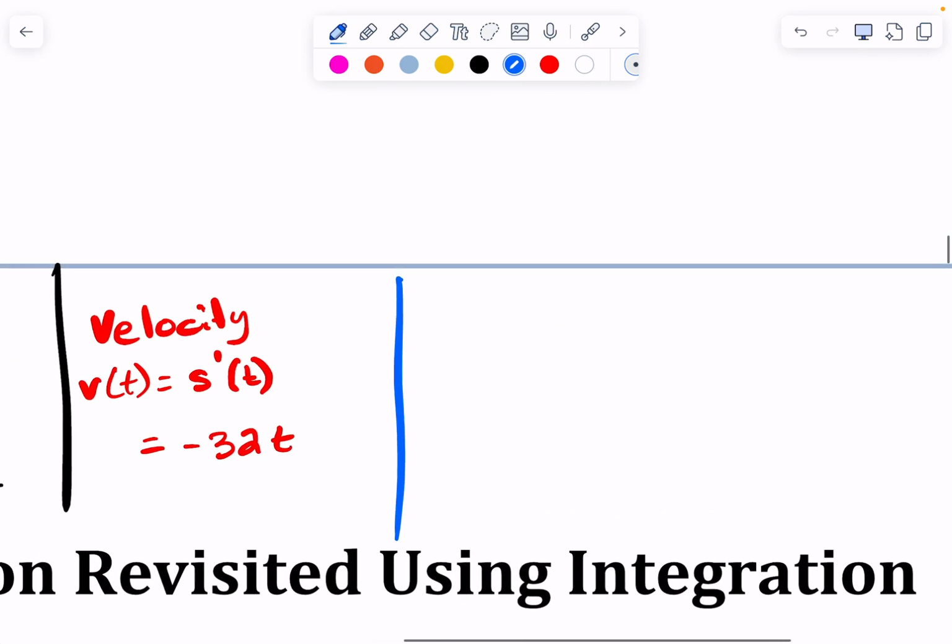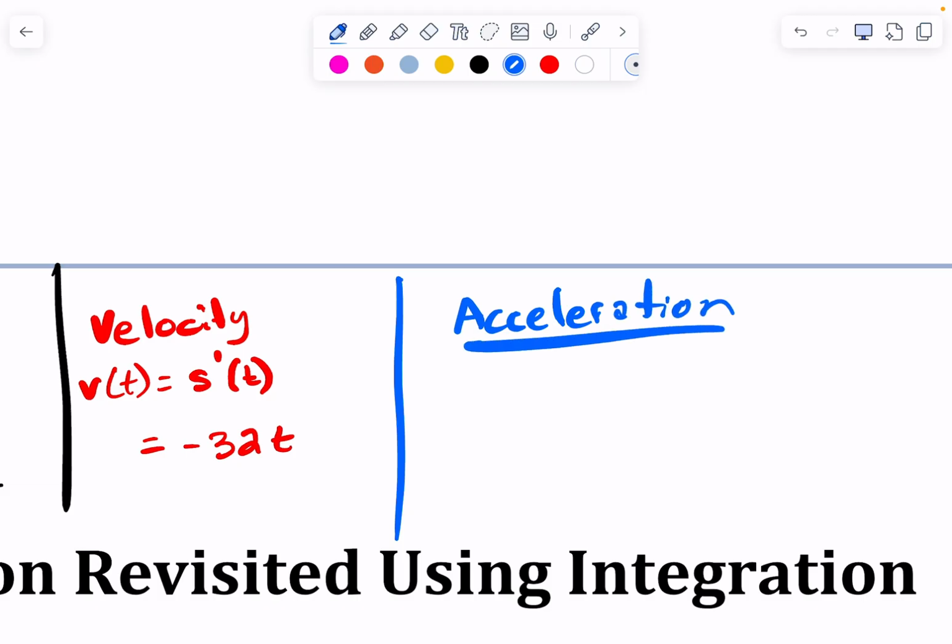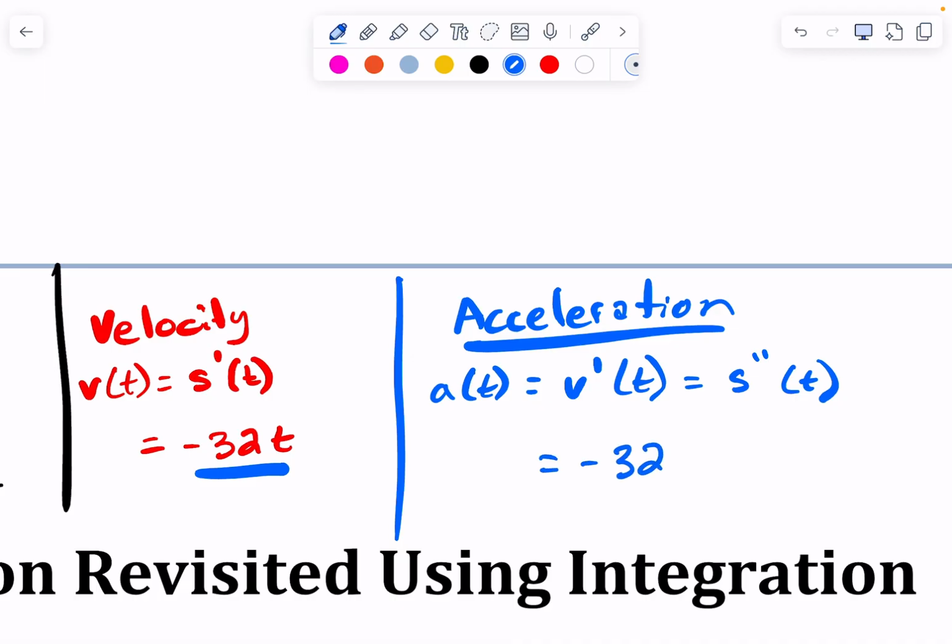Then we cap off at acceleration. I'm going to call it a of t, and it is the first derivative of the velocity or the second derivative of the position function. Does that make sense? So if I take the derivative of this guy, it is negative 32.